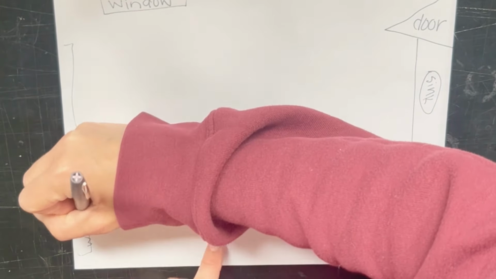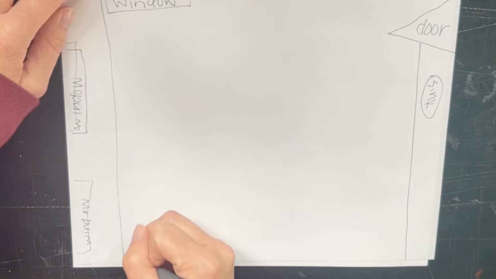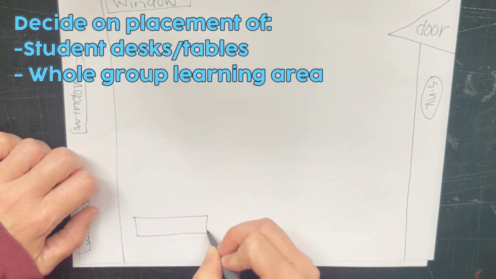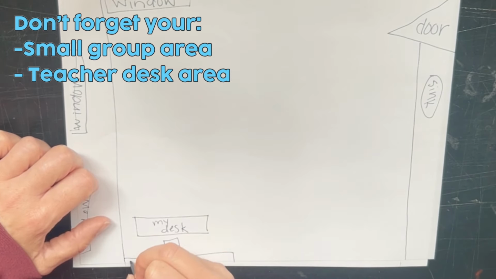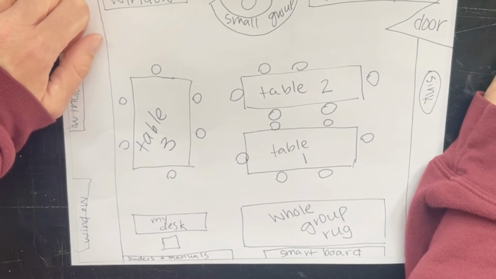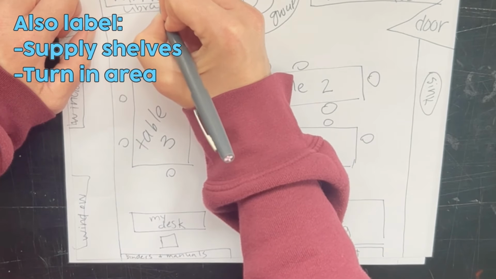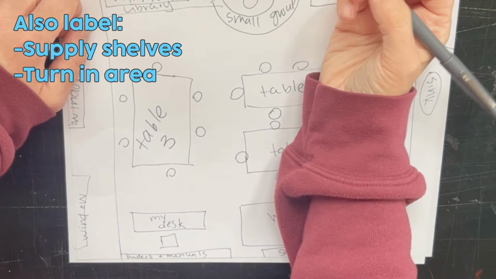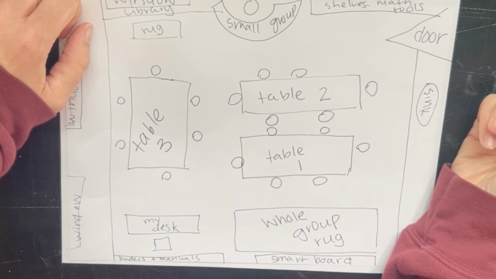I write them all in, and then I decide where I'm going to put my desks and tables, as well as my whole group area. Those take up the most amount of room in your classroom. Once that is set up, I'm going to set up where my small group and my desk area is going to be. I'll figure out where each of my supplies are going to go. I need to decide where I'm going to put my turn-in bin, my bookshelf, my classroom library, all of that.